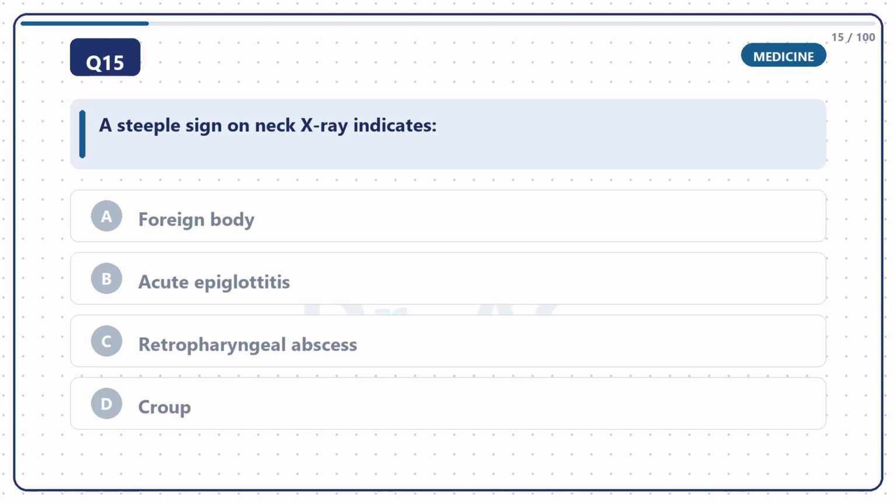Intussusception. Question 15. A steeple sign on neck X-ray indicates. Option A, foreign body. Option B, acute epiglottitis. Option C, retropharyngeal abscess. Option D, croup.